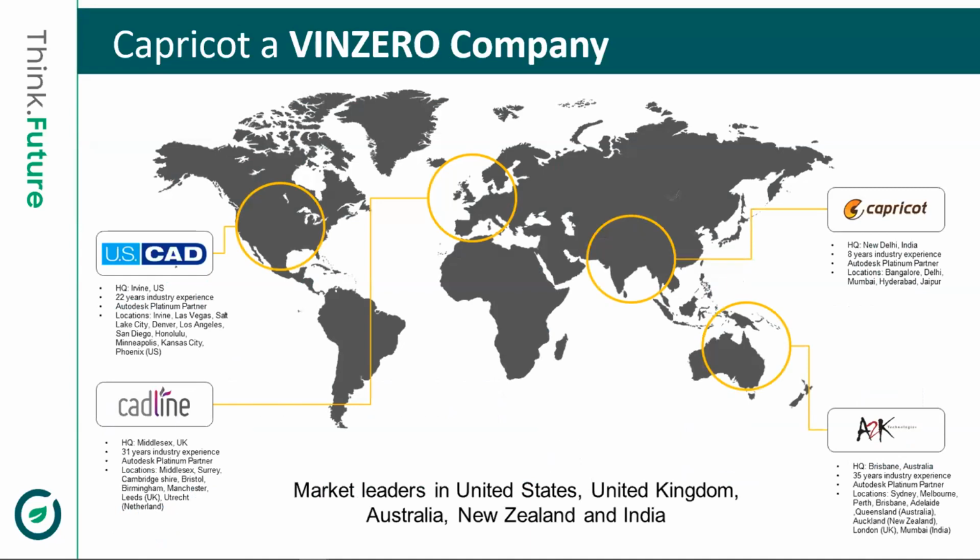On April 6, 2022, we became a global company with our footprint and impact globally. The foundation of Win0, the largest Autodesk Platinum partners, was the merger of historic brands, US CAD from US, CADline from UK, and Capricorn from India, and A2K from Australia.